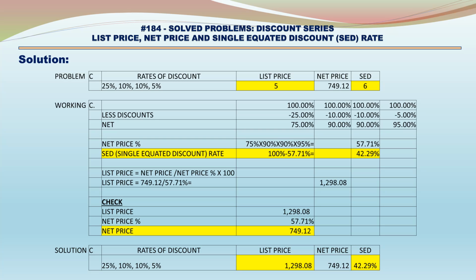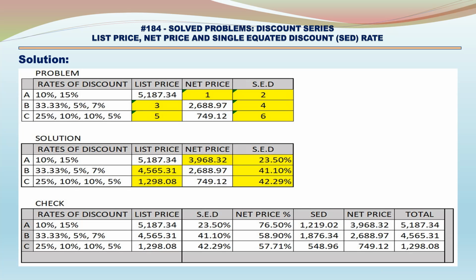List price is equal to net price by net price percent into 100. List price is equal to 749.12 by 57.71%, that is equal to 1298.08. Check. List price 1298.08. Net price percent 57.71. Net price is equal to 749.12. Solution. List price 1298.08. Net price 749.12. SED 42.29%. Finally, this is the problem solution, and let us check.